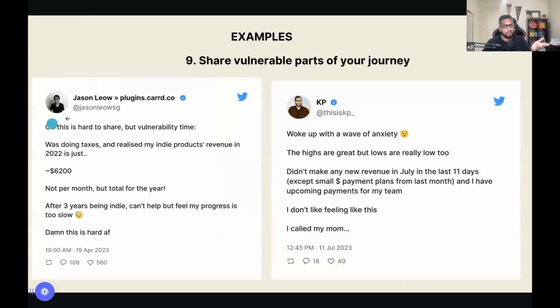There's Jason, one of the guys I follow, he talks about how he was doing taxes and all of his revenue in 2022 was $6,000. And he was acknowledging the fact that this is hard AF, which is true, right? Indie hacking full time is hard. This year, despite all my brand, all the great network I have, all the great accomplishments I have, I think in July, I had a whole day filled with anxiety. Highs are great, lows are low. I didn't make any revenue in July in the last 11 days, right? Which for me, my egotistical mind wants to make revenue every day. I was very bummed by that.